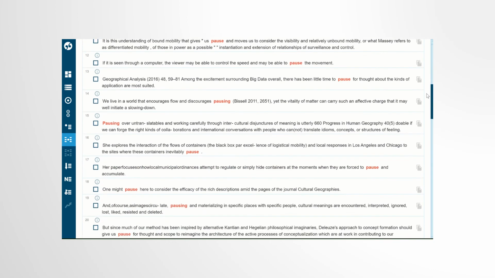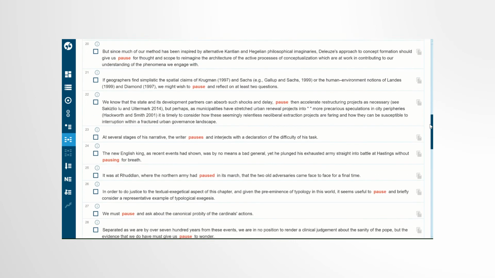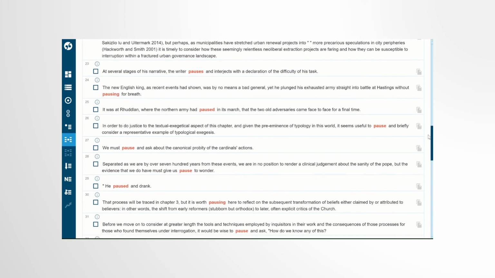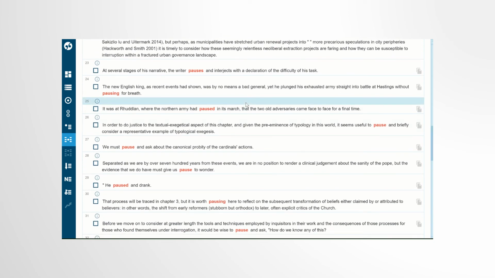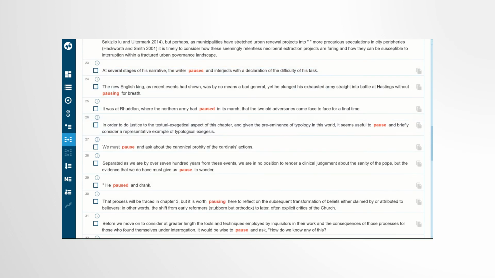Let's go down. One might pause here to consider, same structure. Might, modal verb, modifies pause, the deictic element here, and the infinitive. The other uses of pause again describe what other writers have done, so we're not particularly interested in this.